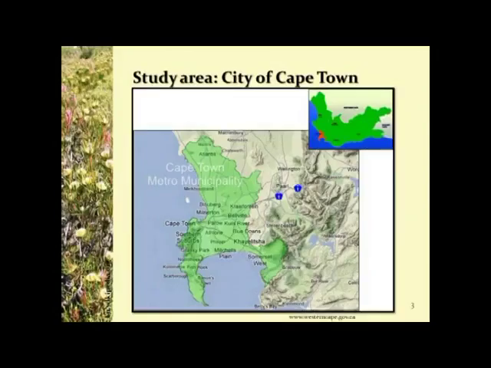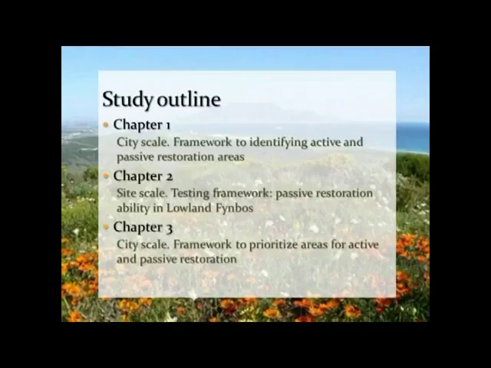So my study will take place in the City of Cape Town, which is unique in the sense that it encompasses a very large area. The municipality covers almost 2,500 square kilometers, and the city hosts more than 1,400 plant species. So my study will encompass 3 chapters. I will just discuss the first 2 chapters, and the last chapter is to develop a framework to prioritize active and passive restoration sites.